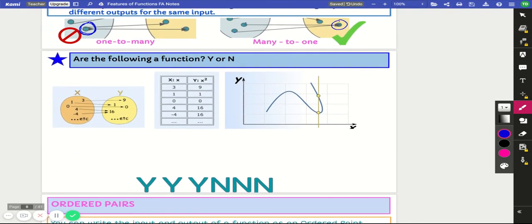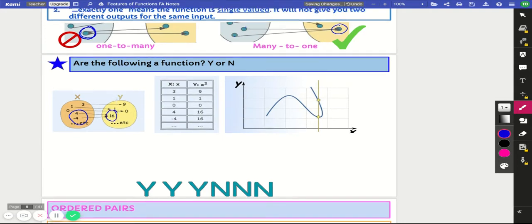So here you're going to practice. Are the following a function, yes or no? We have our x values. 3 gives us a 9, 1 outputs a 1, 0 outputs a 0, 4 outputs 16, -4 outputs 16, and so on. So let's look at that. We have two different inputs getting the same output.